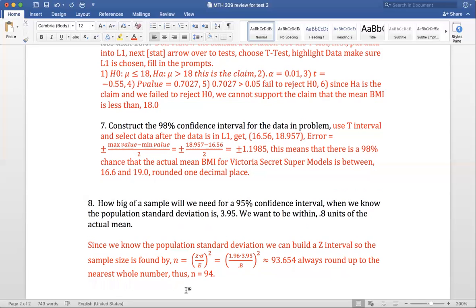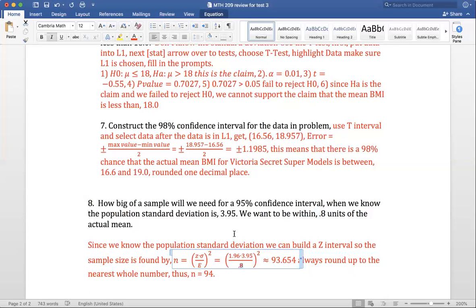So how big of a sample will we need for a 95% confidence interval? We know the population standard deviation is 3.95. We want it to be within 0.8 units of the actual mean. So we put that information in. This within part is the error, so that goes in the denominator.